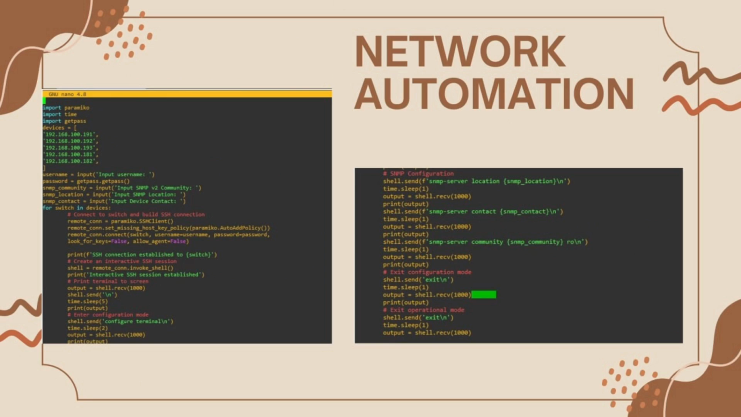Next, we move to the network automation. Here we can see all the source code for the entire project.